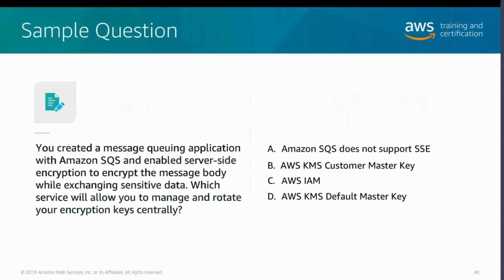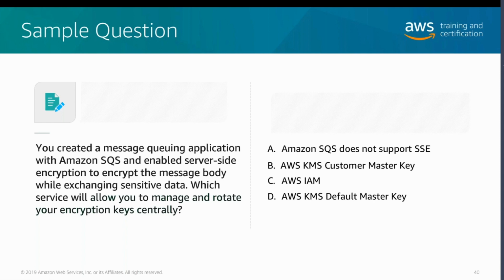So let's look at this particular sample question. You created a messaging application with Amazon SQS. That's our Simple Queue Service. So it's a queuing service for managing communication between different applications or components. You've enabled server-side encryption to encrypt the message body while exchanging sensitive data. Which service would allow you to manage and rotate your encryption keys centrally?